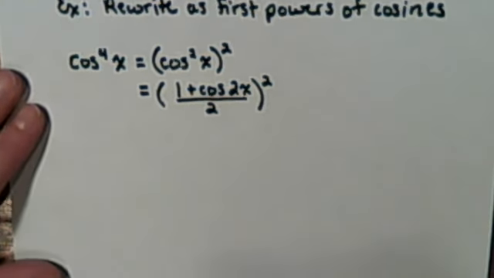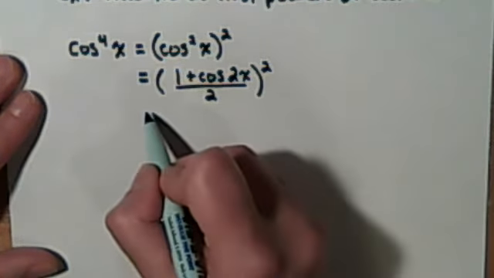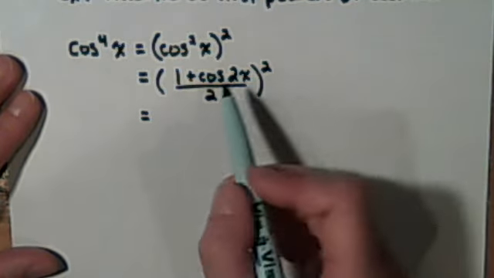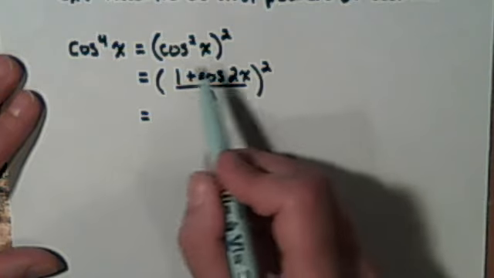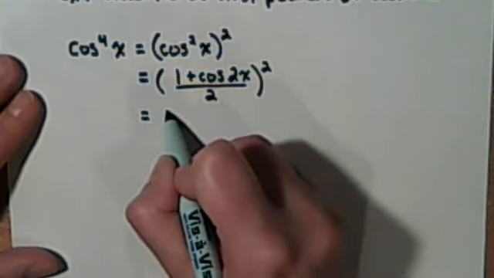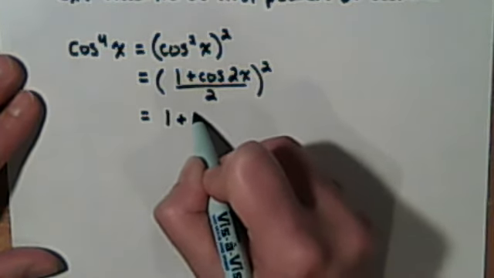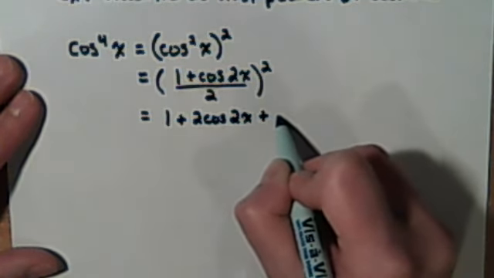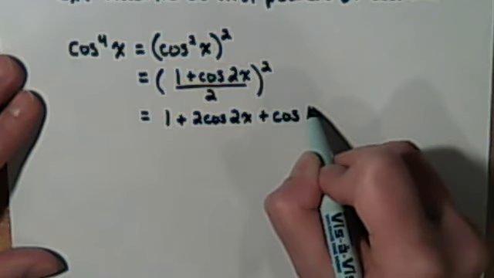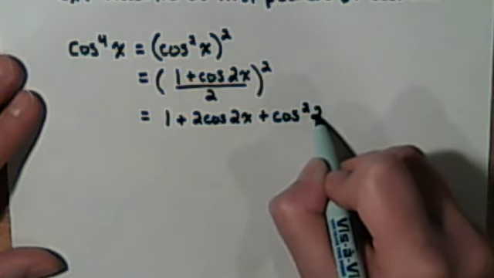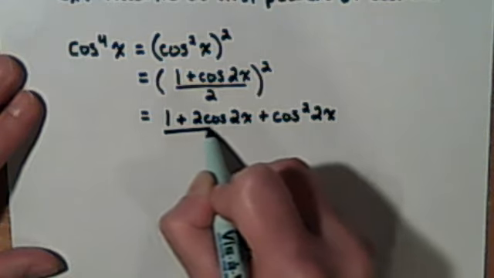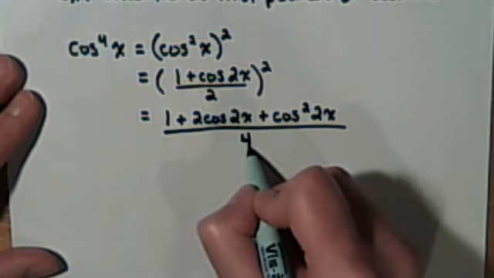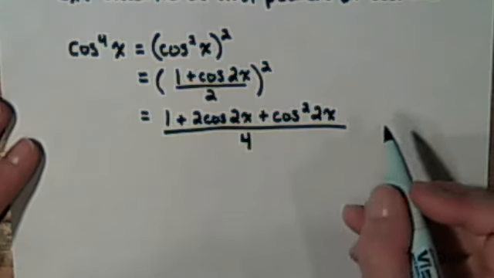Now we're going to need to do some algebra. There will be quite a bit of algebra in this problem, in fact. We need to square this. So to square it, I need to square the top, and remember you're foiling here. This becomes 1 plus 2 cosine of 2x plus cosine squared of 2x, and I also need to square the 2 in the denominator, so it's all over 4.